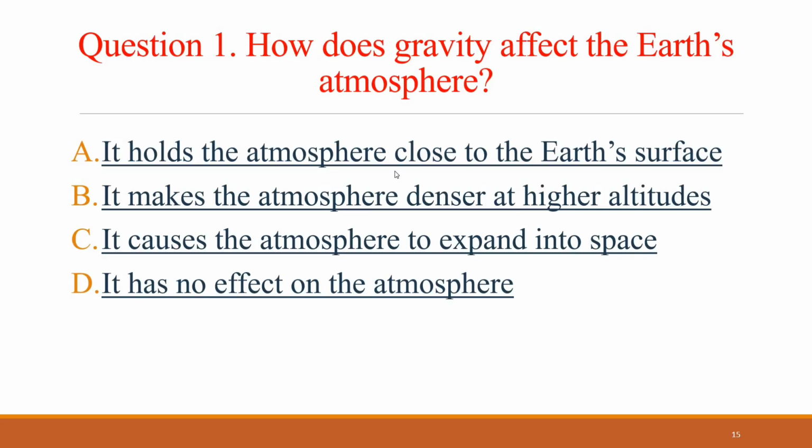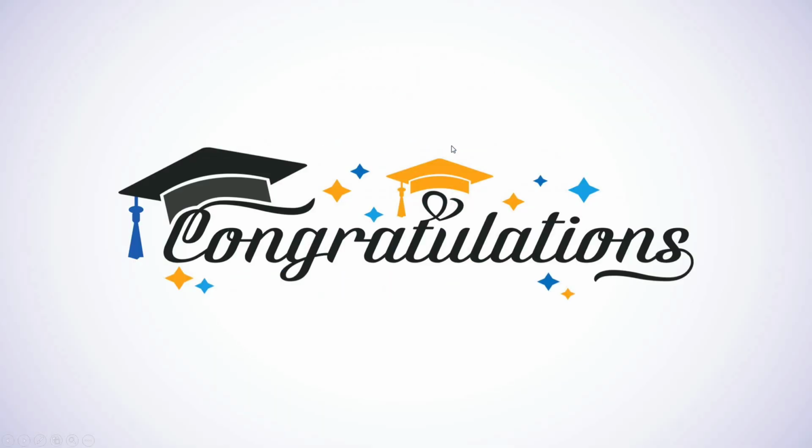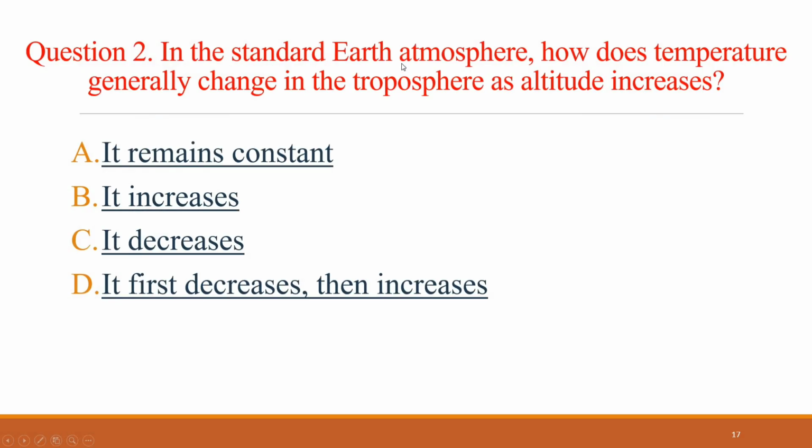The correct answer is it holds the atmosphere close to the Earth's surface. Question 2. In the standard Earth atmosphere, how does temperature generally change in the troposphere as altitude increases? The correct answer is it decreases.